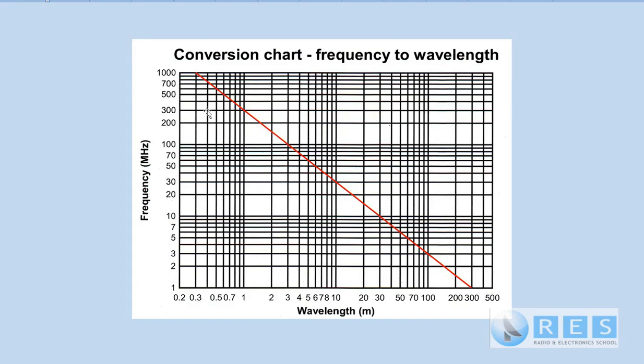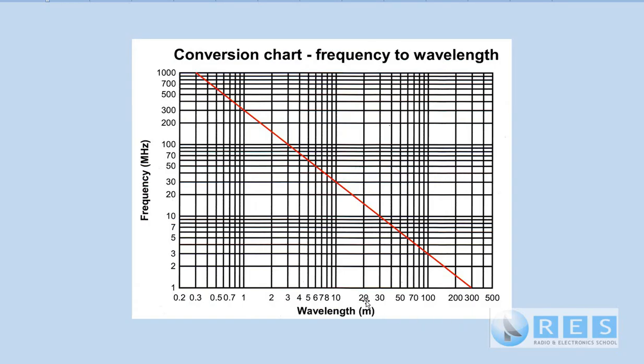Let's do another one. Let's find the wavelength of 300 megahertz. 300 megahertz, go across to the red line, then come vertically straight down, and 300 megahertz has a wavelength of 1 meter.